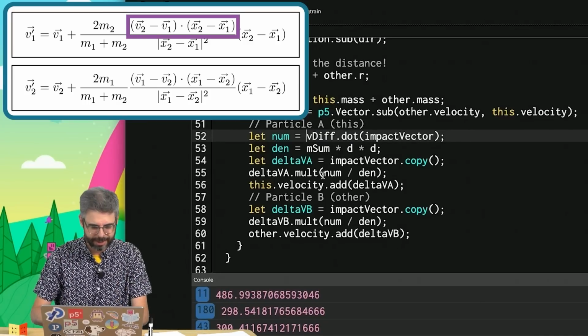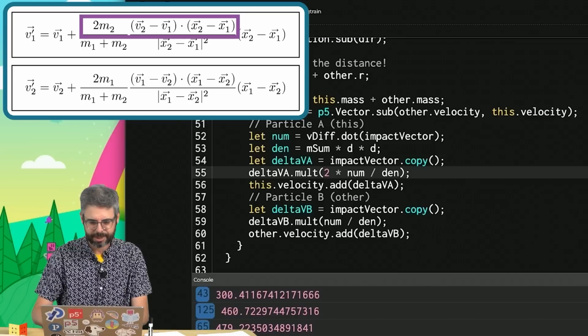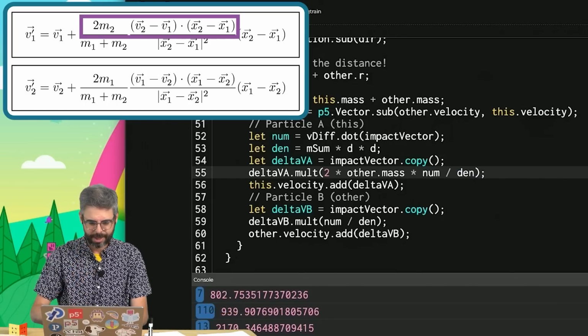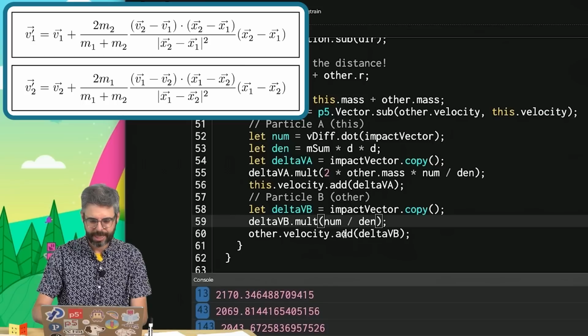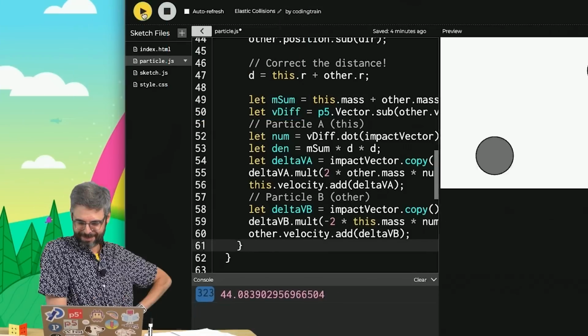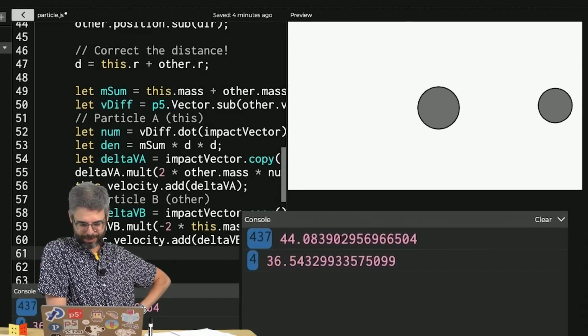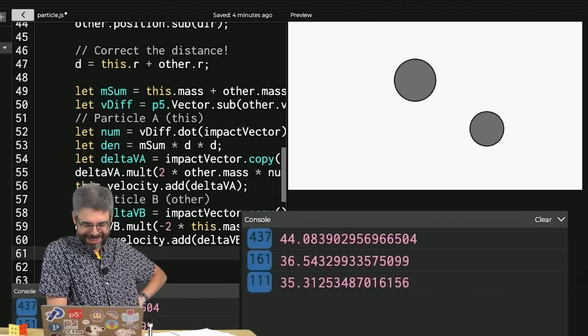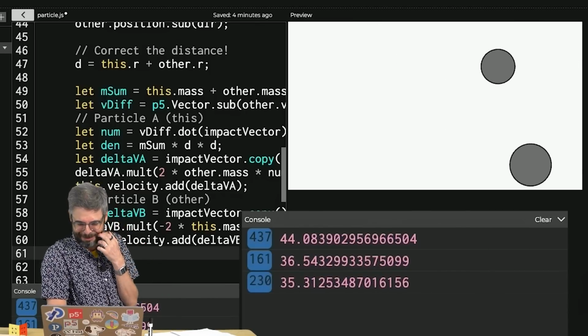And what I'm gonna do is I'm gonna say 2 times other dot mass times the numerator. And this one is -2 times this dot mass times the numerator. Moment of truth. We lost a little kinetic energy, but just a tiny bit. That's a rounding error, maybe.